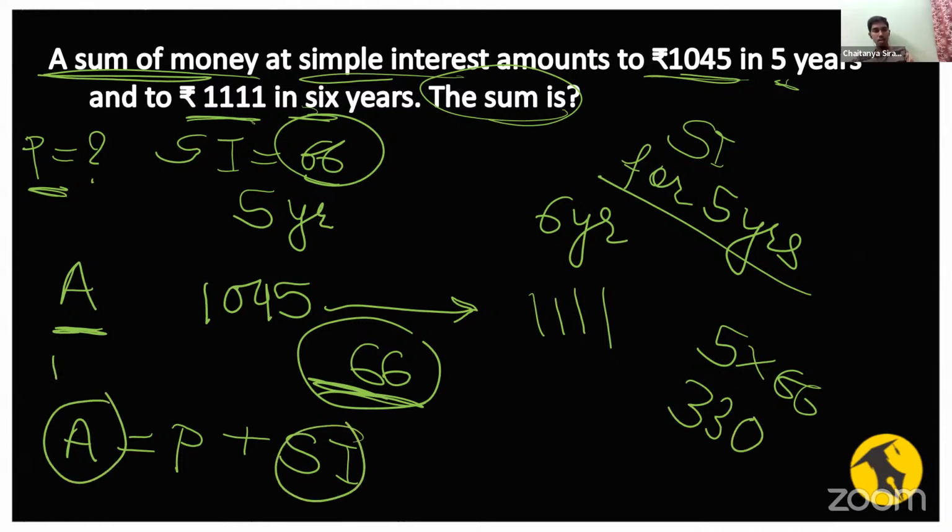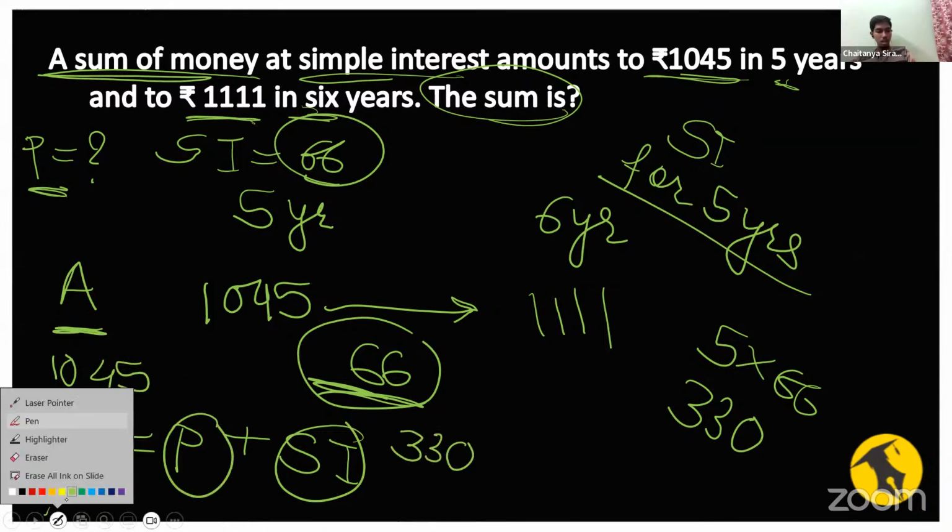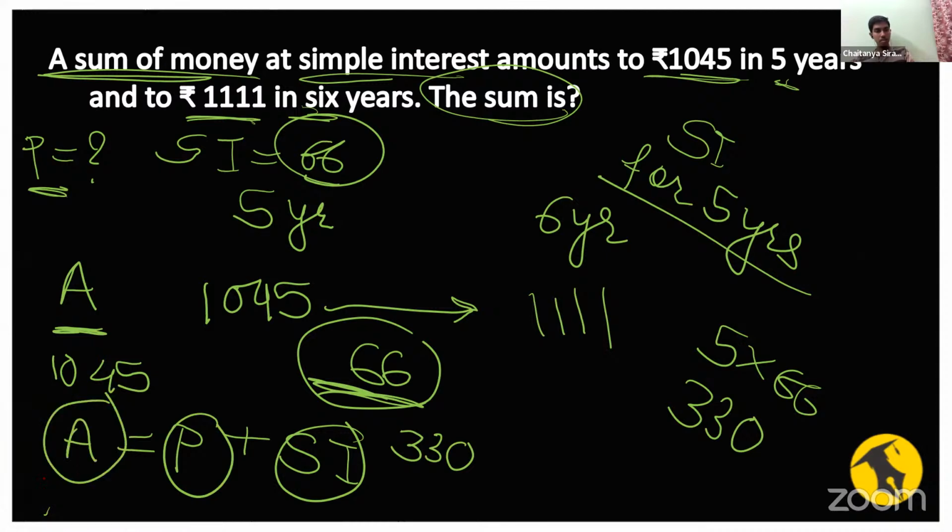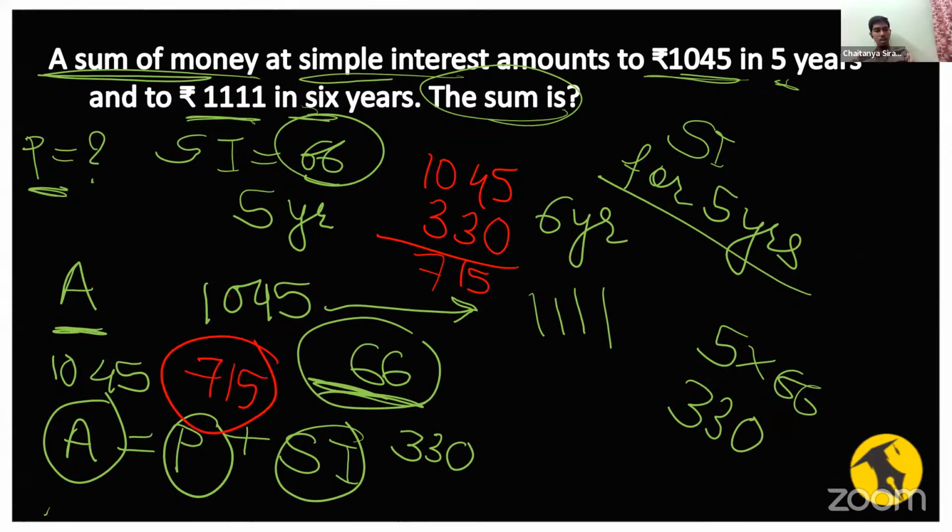I know the amount as 1045 and simple interest is 330. So what will be my principal? It will be, I guess, how much? 1045 minus 330, that is 715. Alright, this is my principal amount.